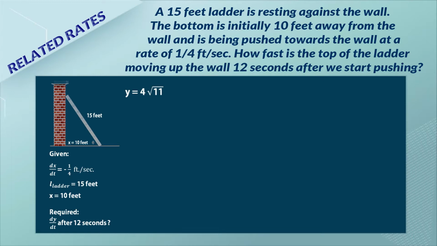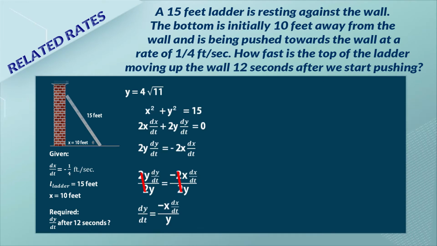To obtain the rate at which the top of the ladder is moving up 12 seconds after we start pushing, we must use this equation, 2x times the derivative of x with respect to time plus 2y times the derivative of y with respect to time equals 0, to be able to differentiate the values with respect to time. We must now rearrange this equation so it becomes 2y times dy over dt equals negative 2x times dx over dt. To get the value of dy over dt, we now have to divide both sides by 2y.